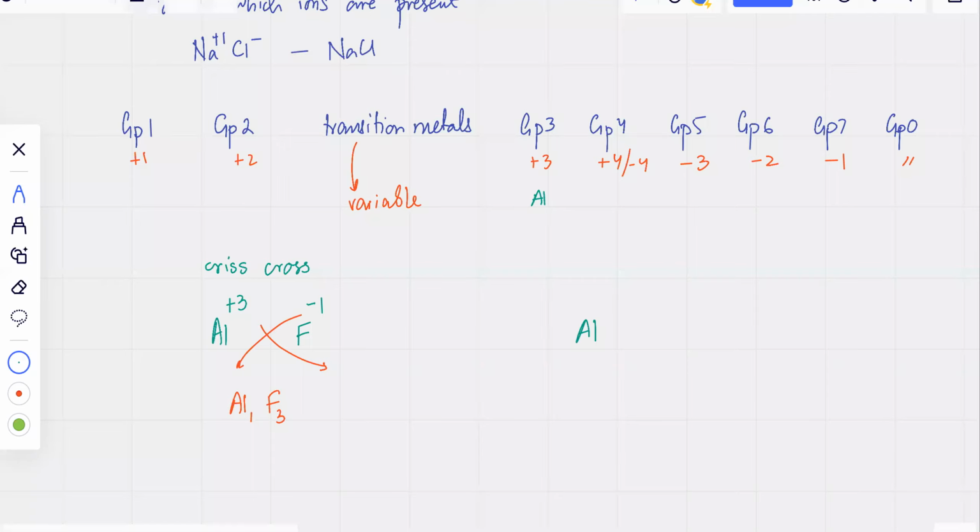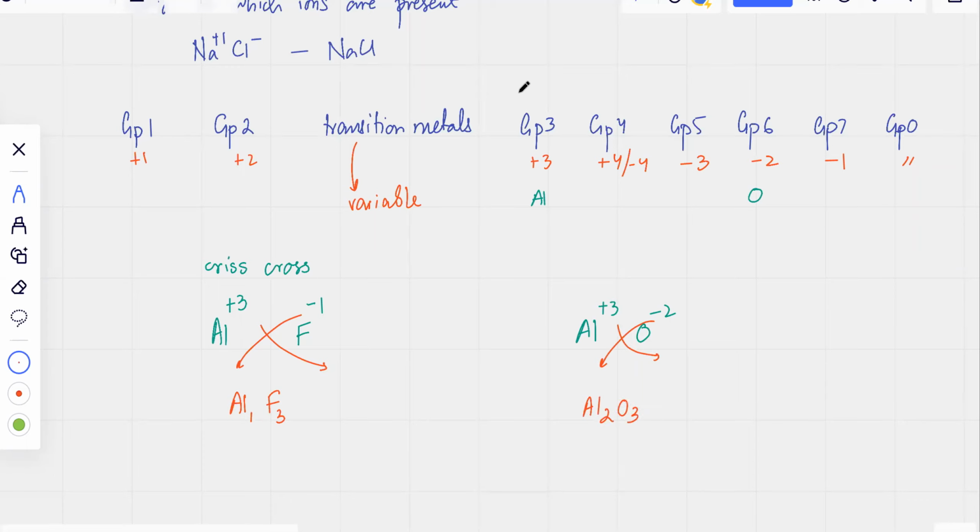Now, on crisscross, aluminium with oxygen, a metal, aluminium +3. Oxygen is in group 6, so oxygen will have a charge of -2. So what is the formula? Do the crisscross. This 3 should come over here and this 2 should come over here. Al would become 2 and O would become 3.